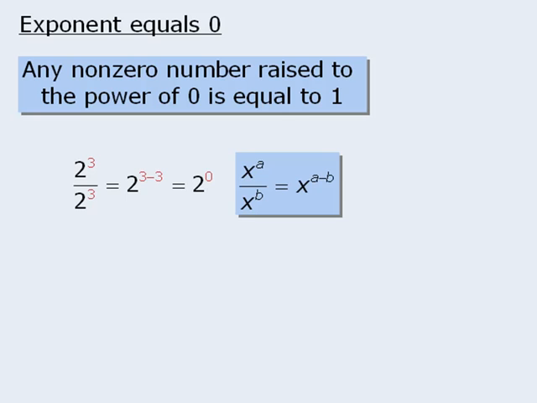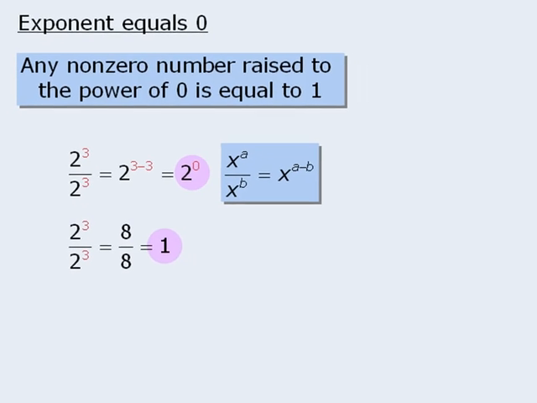Now to see why 2 to the power of 0 must equal 1, let's evaluate the same quotient in a different way. Since 2 to the power of 3 equals 8, we can rewrite our quotient as 8 over 8, which is equal to 1. So when we evaluated 2 to the power of 3 over 2 to the power of 3 one way, we got 2 to the power of 0, and when we evaluated it another way, we got 1.